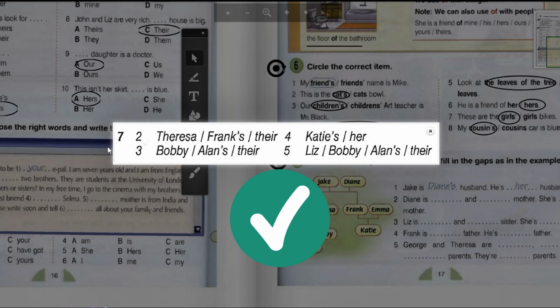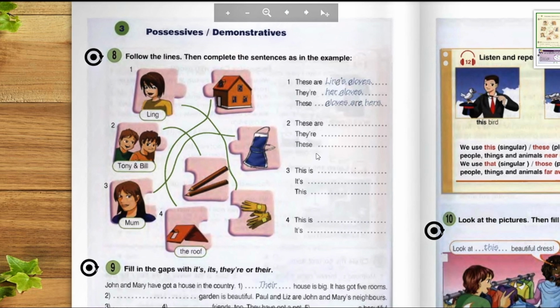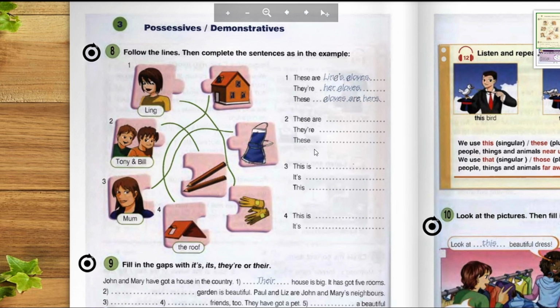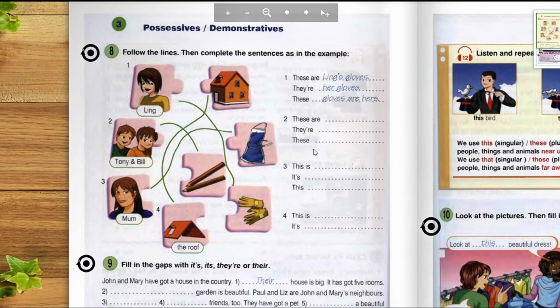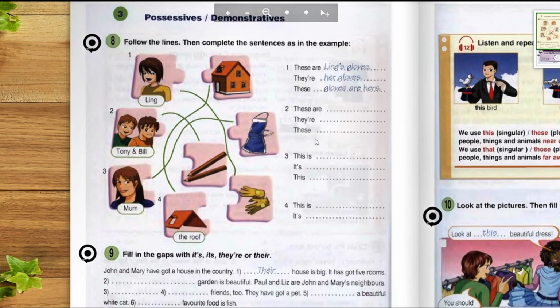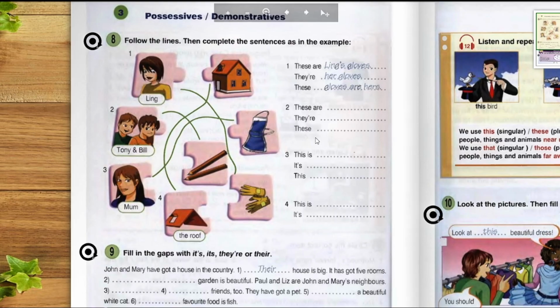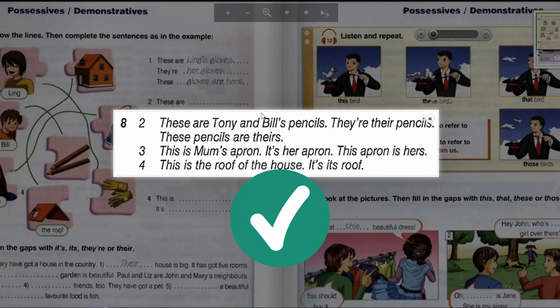So we see that it's the 7th exercise. These are Tony and Bill's pencils. They are their pencils. These are theirs. This is mother's apron. This is mom's apron. It is her apron. This is hers. So the next one, this is the roof of the house. It is its roof. So you can also look at the right answers here.